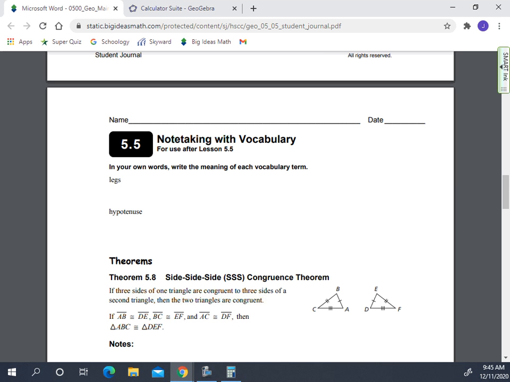All right, 5.5, we're talking about legs. Legs are working the same thing as last lesson. Legs are in an isosceles triangle. The two congruent sides are the legs.